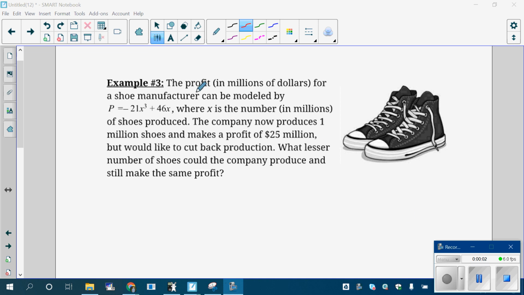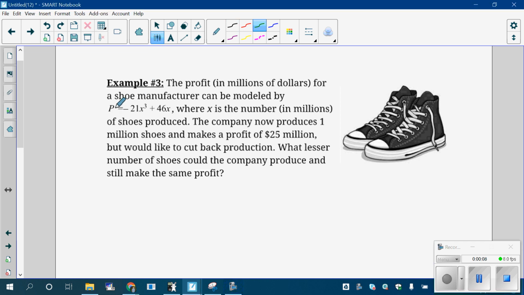Okay, guys. So for this example number 3, they're telling us the profit can be modeled by this function. So really probably have a P of x there, where x is the number in millions of shoes produced, and the profit is P. The company right now makes 1 million shoes, and the profit they make is 25 million. But they want to cut back the production number of shoes they make, x. This question is asking what lesser number of shoes could the company make but still have the same profit.